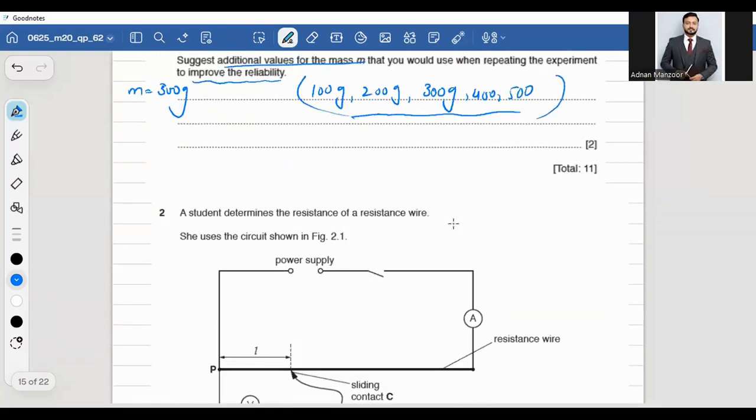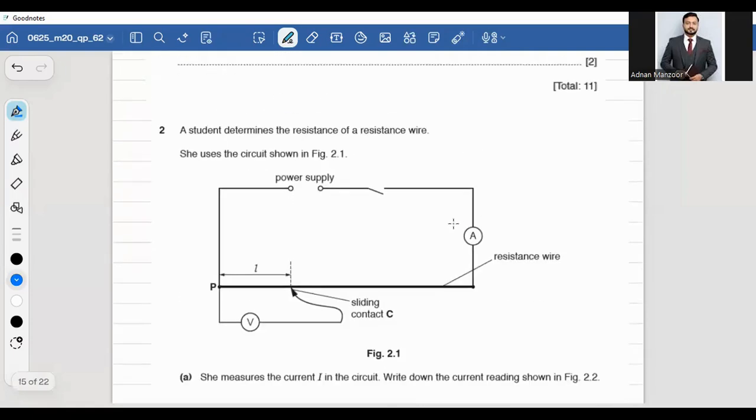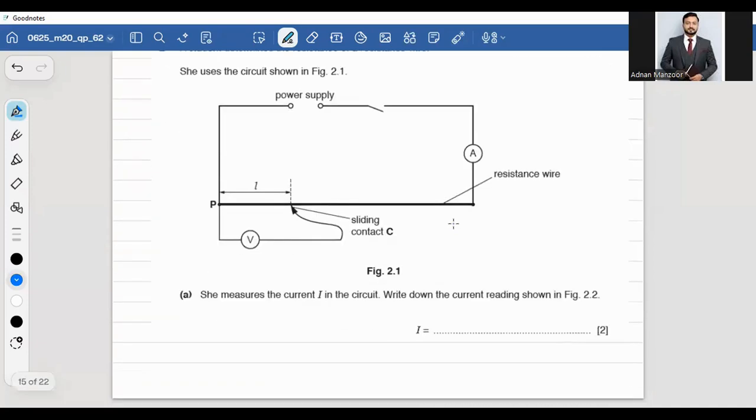Right. Okay, moving toward question number 2. That's also a very important question. A student determines the resistance of a resistance wire. She uses the circuit shown in Fig 2.1. You can see that there's a power supply here, and then there is the length of the resistance wire in between, and a sliding contact and the ammeter connected.